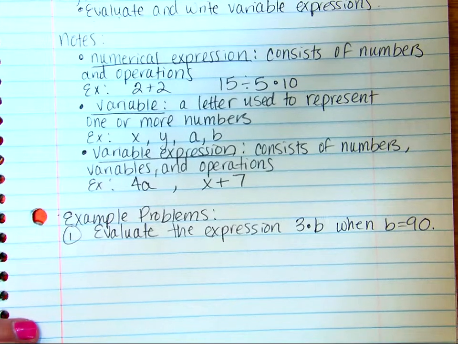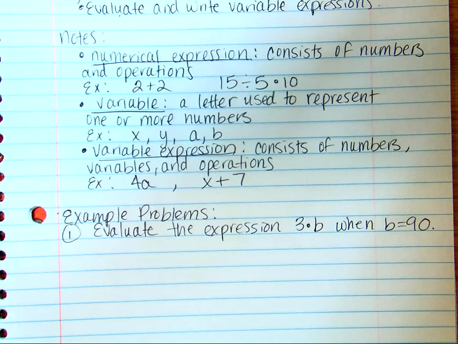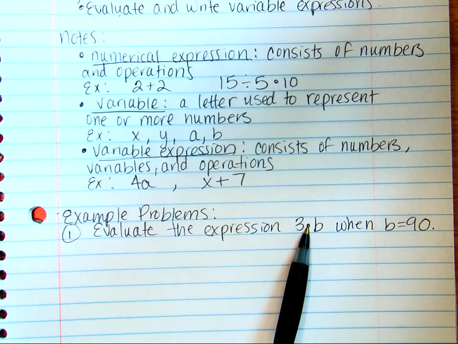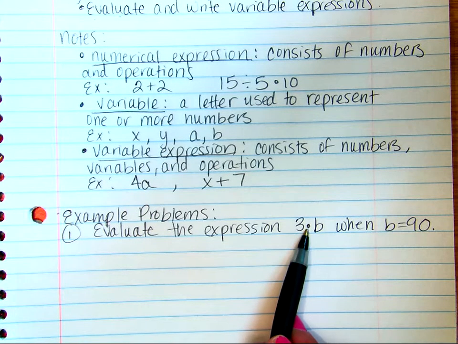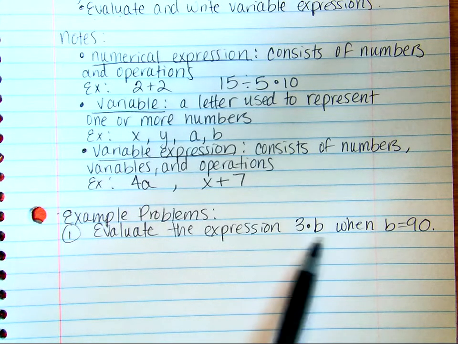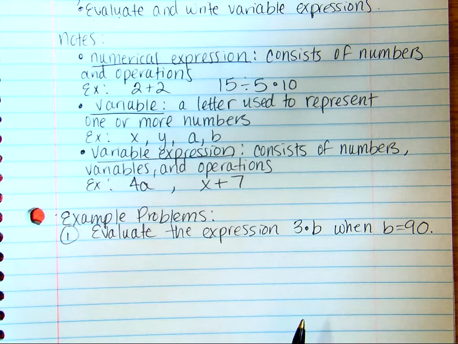An important thing to note in algebra is try not to use the X symbol for multiplication. Try to always use the little dot. That way you don't confuse it with the variable X. So that's why I put 3 and the little dot b. That means 3 times b.